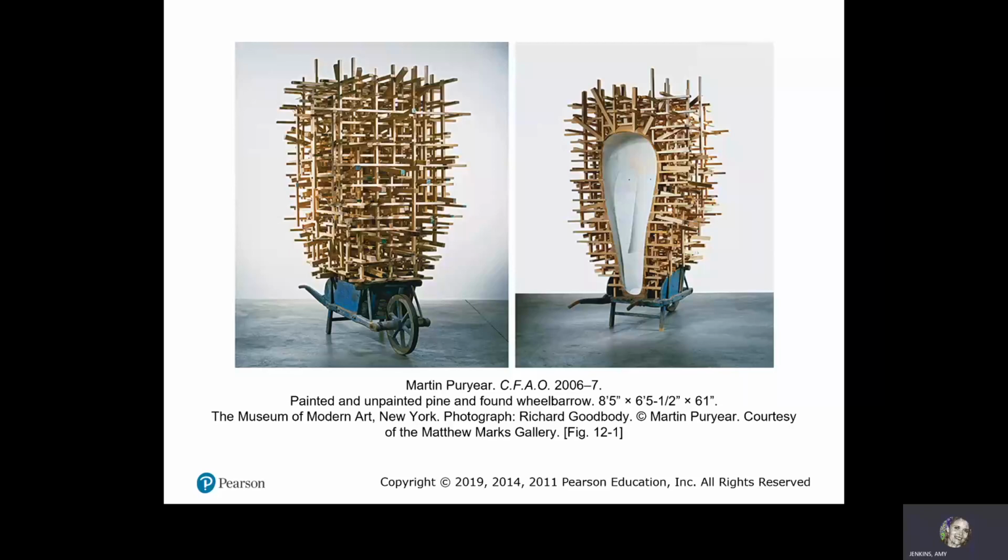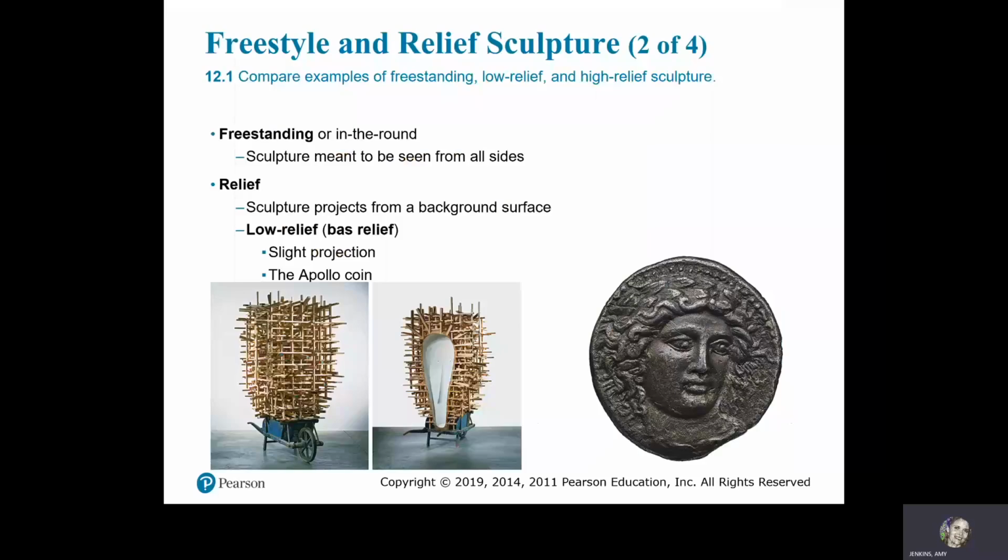Here's Martin Puryear's CFAO, 2006 to 2007. This is freestanding in the round sculpture. It's painted in unpainted pine and found wheelbarrow. Freestanding or in the round sculpture is meant to be seen from all sides.